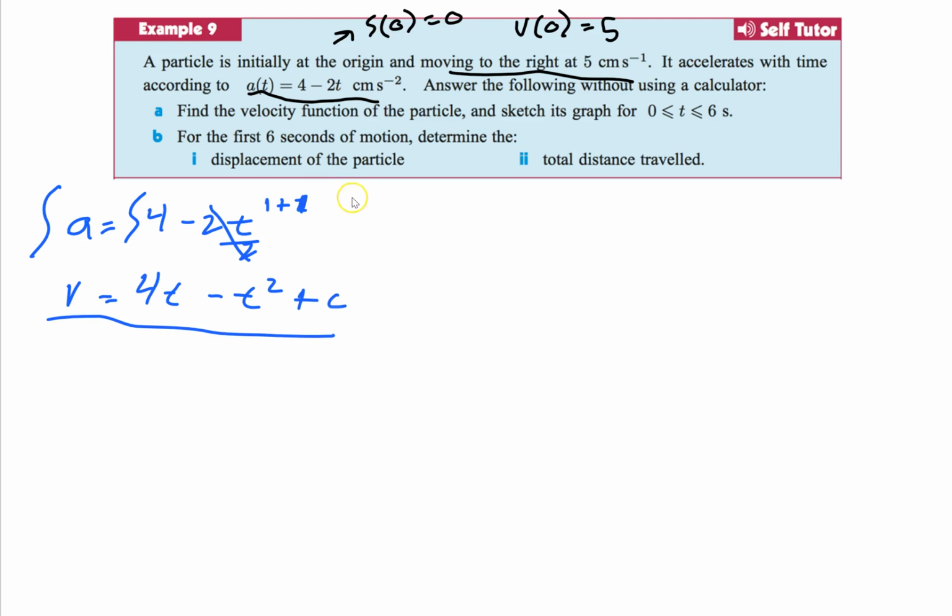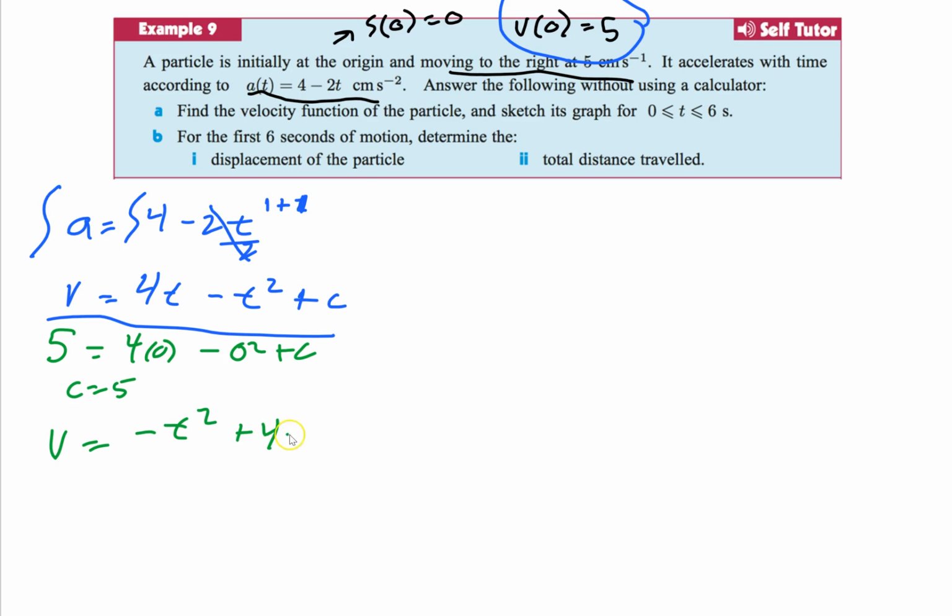Except you don't ever leave it with the c there. That's why they gave you this at the very start. They want you to find the c. You always have to find the c if you're going up or down. If they want you to find a function, find the variable. So let's plug our point in. My initial velocity is 5, so when I plug in 0, I get 5. So 5 equals 4 times 0 minus 0 squared plus c. So c equals 5. Now my velocity equation, let's make it a little nicer: negative t squared plus 4t plus 5. That's my actual equation.